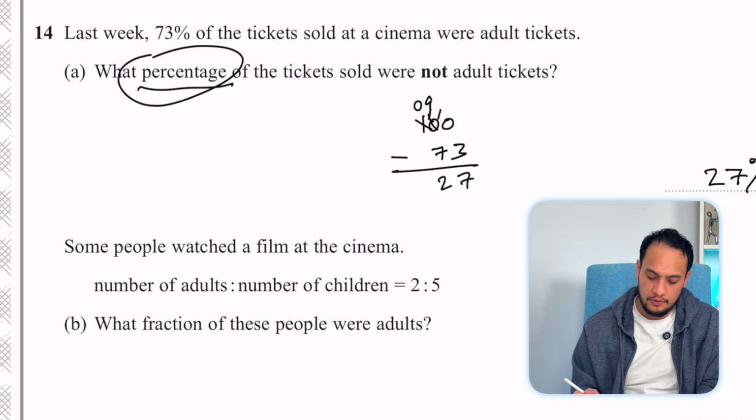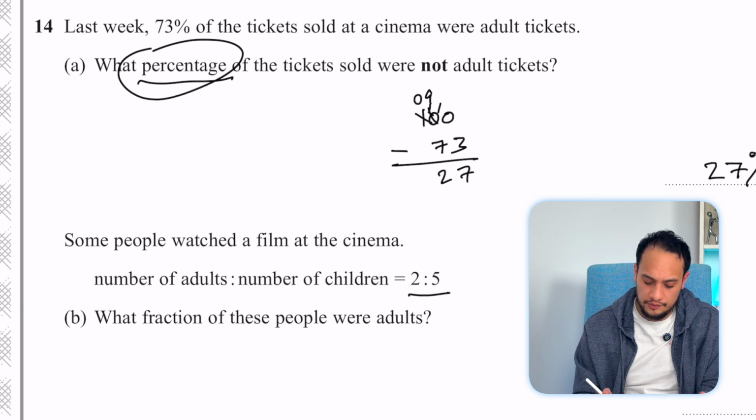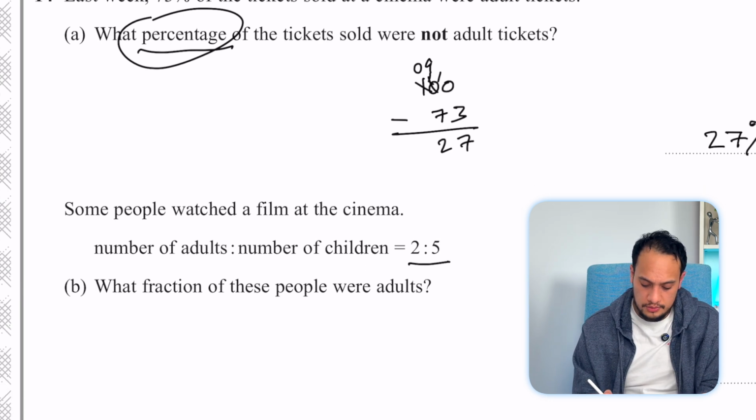Some people watched a film at the cinema. The number of adults to the number of children was 2 to 5. So you can see this ratio here. What fraction of these people were adults?